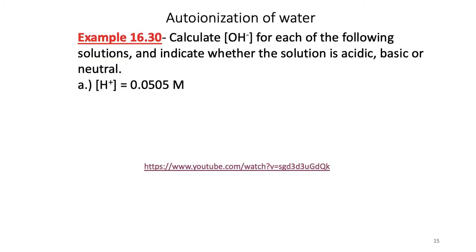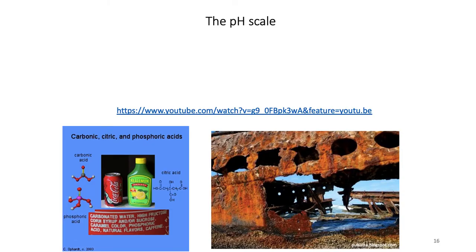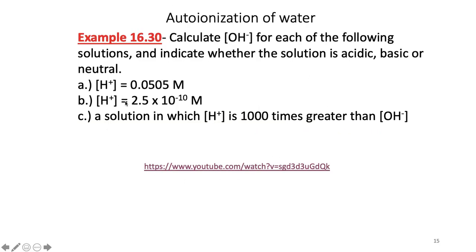Now I have these problems. I have them worked out where you have to calculate the OH minus concentrations for these solutions when you are given the H plus or H3O plus concentration, and you are asked to figure out if it's acidic, basic, or neutral solution. You can click here and watch those videos that show you how to do that. I embedded them this time instead of having them listed on JetNet. This is a lot easier this way.